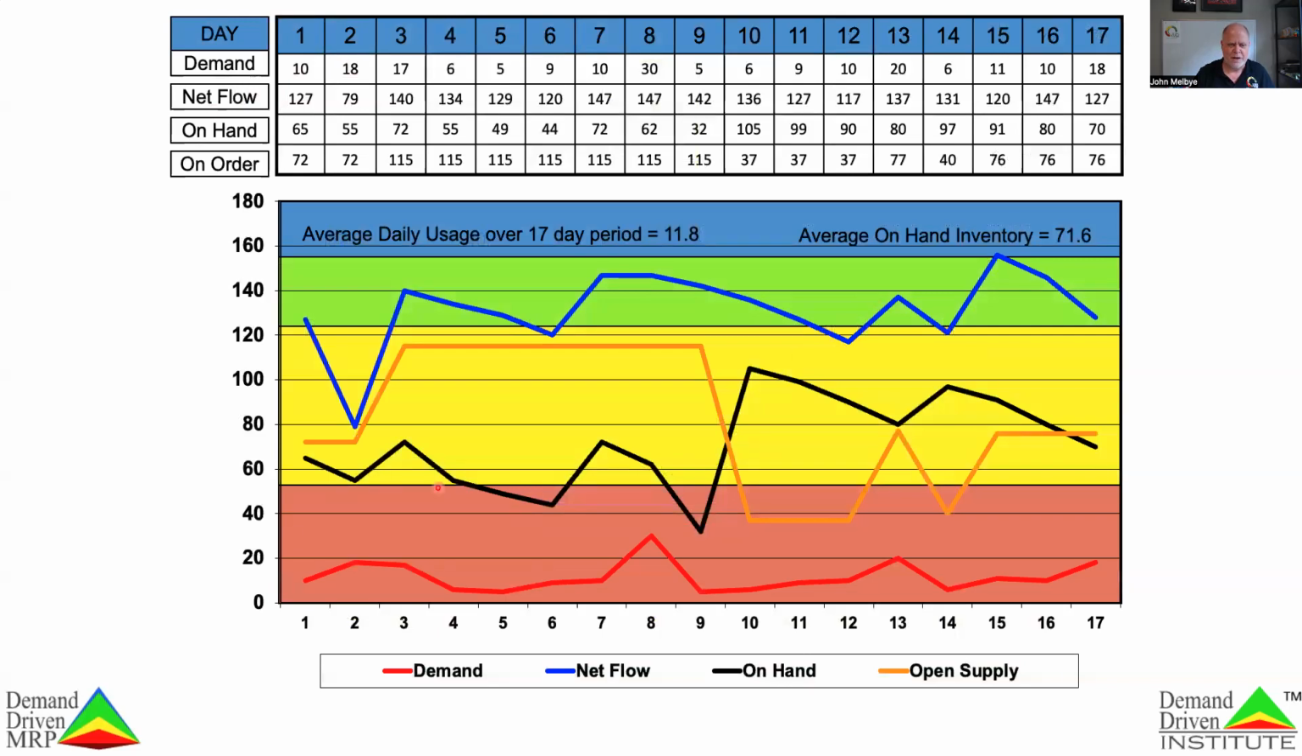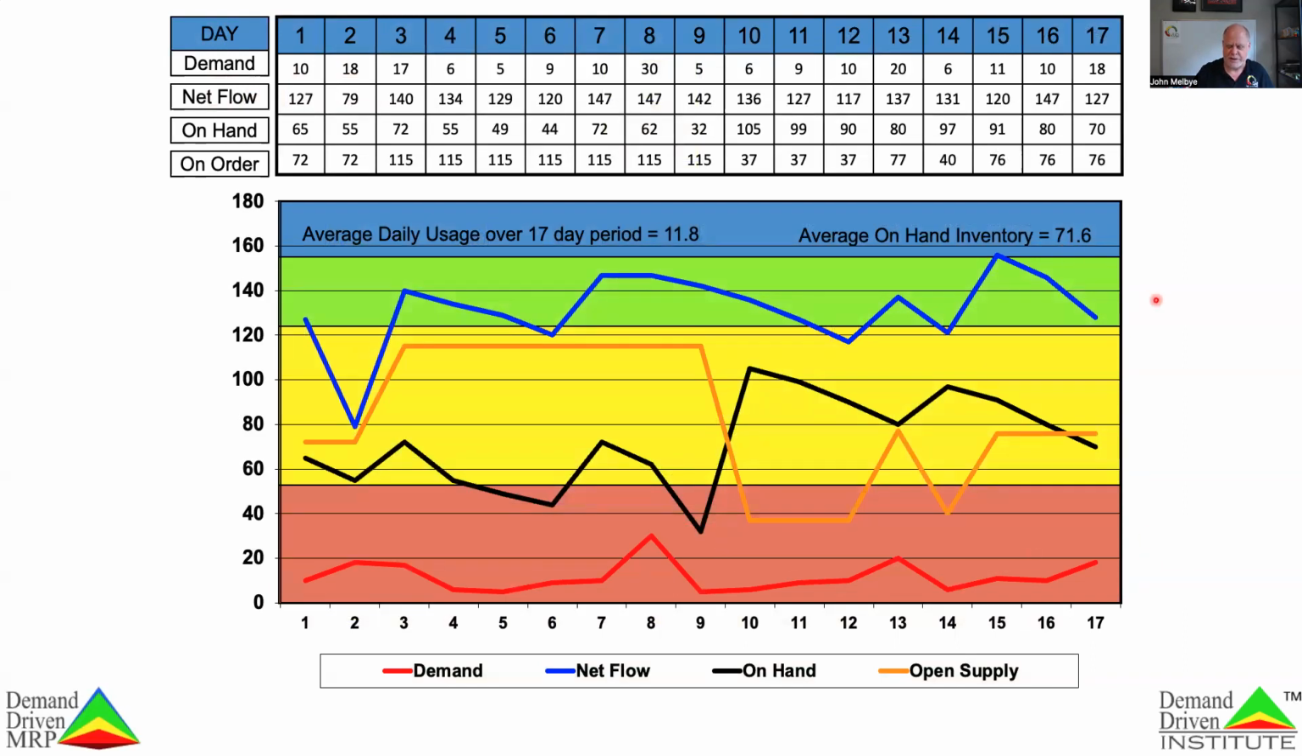Pretty straightforward, and something you can put into a process now to determine how much and when you're going to place an order. My on hand in the black here, that line has followed, and we had one spot where we got a little bit low, but then our order of 78 came in and we raised our inventory back up. You can see the open supply on the graph, and you can see our demand on the graph as well.